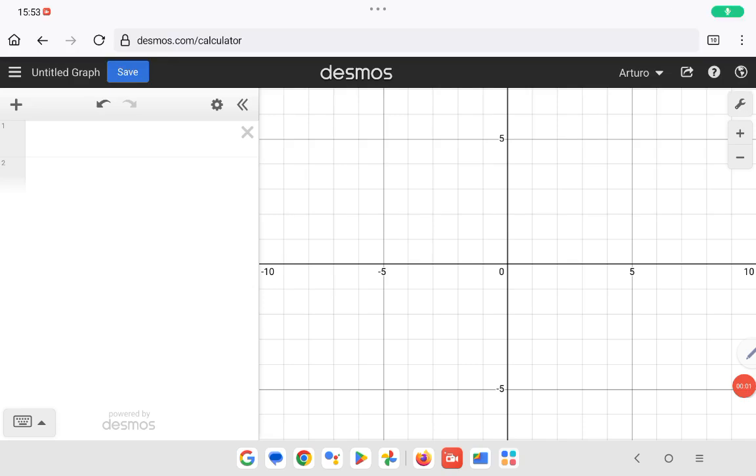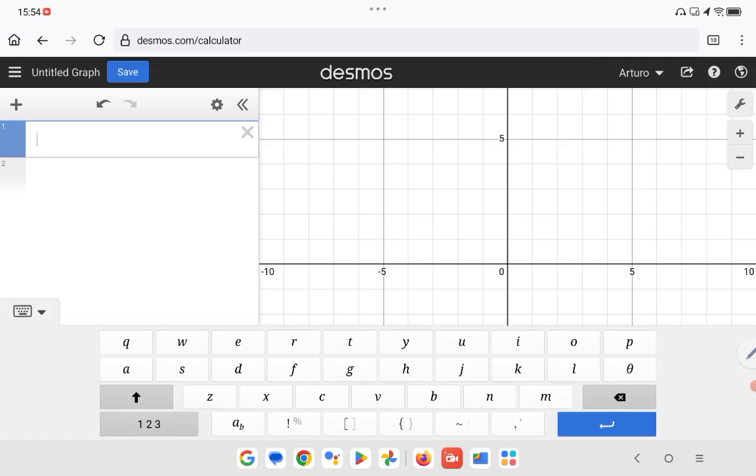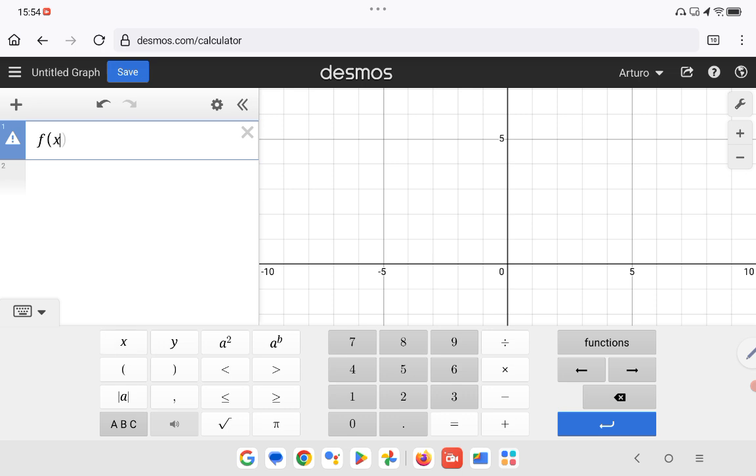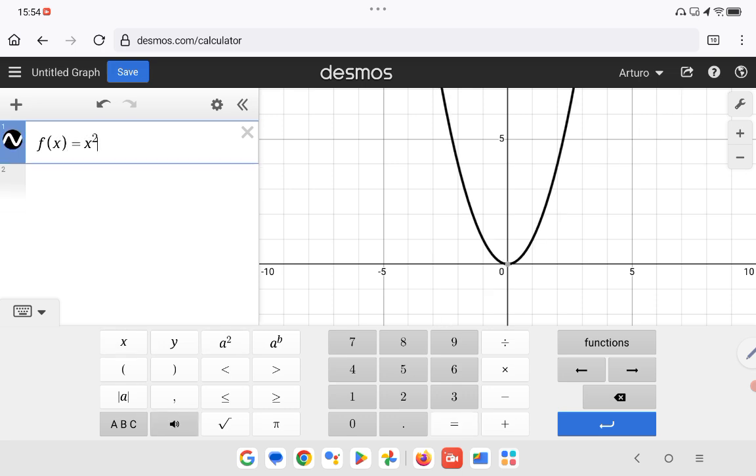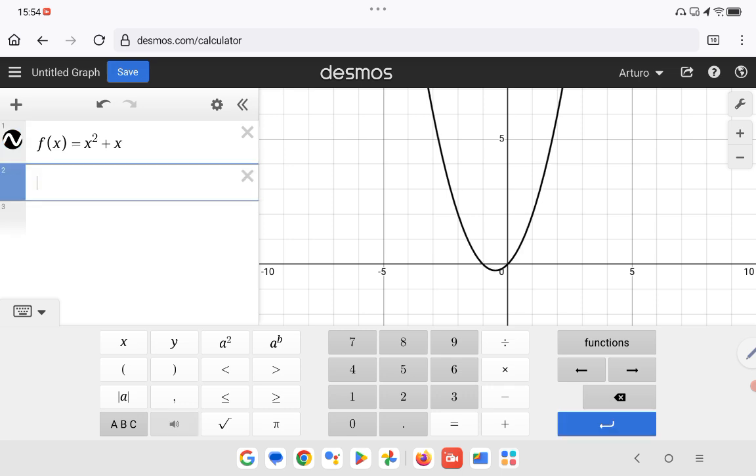Today we're going to use Desmos to calculate the tangents at a point of a function. And in the limit, of course, we recreate the function itself. Let's start by defining a function of x, which in this case, let us say that is x squared plus x.